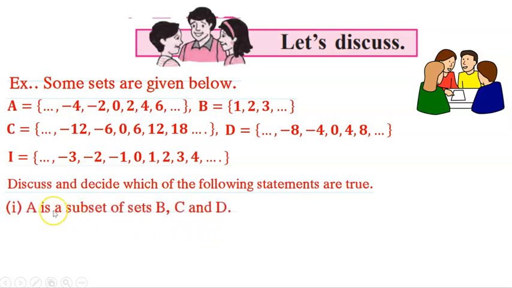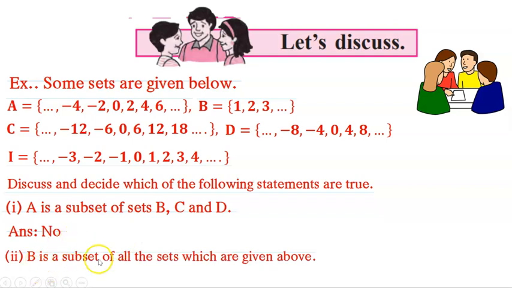Okay, A is a subset of sets B, C, D. A हा BCD चा सबसेट आहे का? No. ओके, A मधले सर्व एलिमेंट्स BCD मध्ये नाही आहेत. Therefore A is not a subset of B, C, D. Okay, next, B is a subset of all the sets which are given above. Okay, no, B is not a subset of all the sets given above, but B is a subset of I only. B हा फक्त I चाच सबसेट आहे.